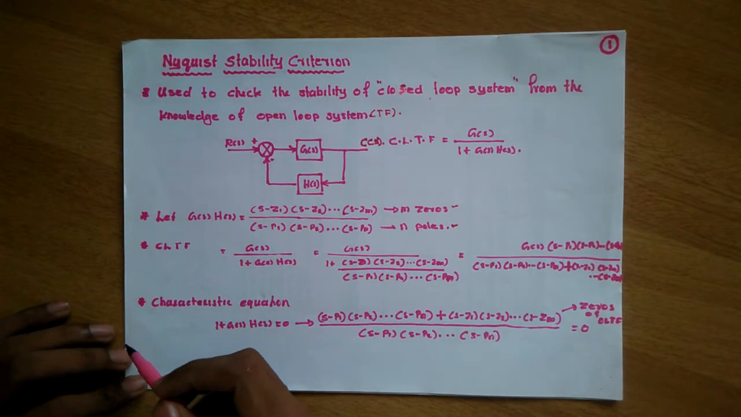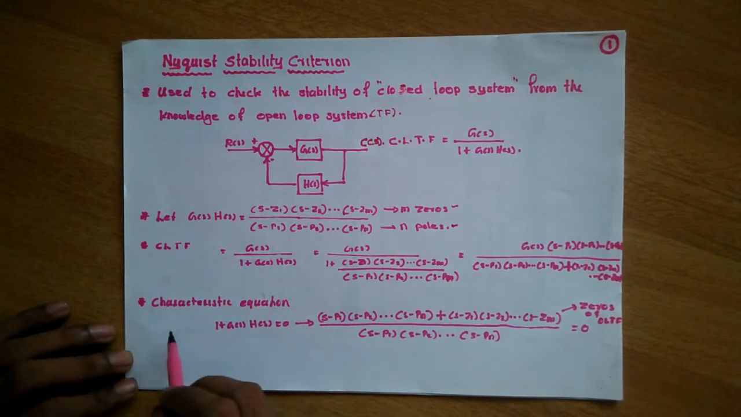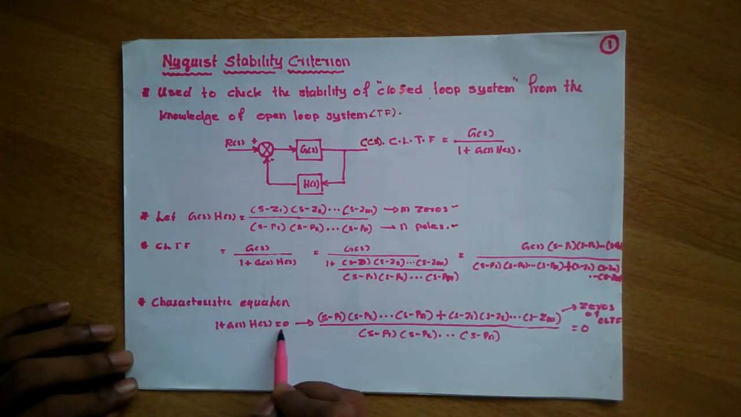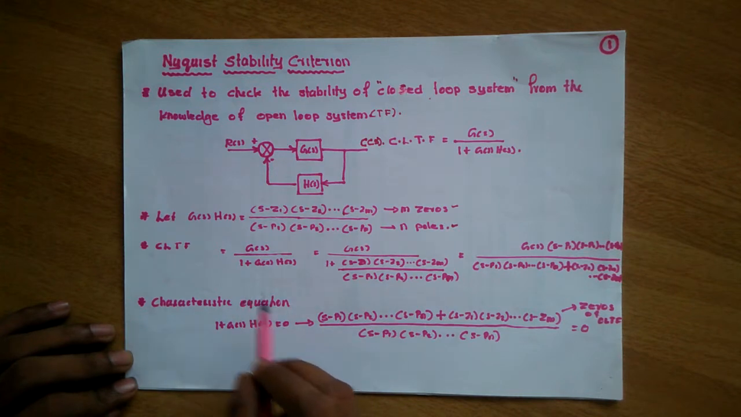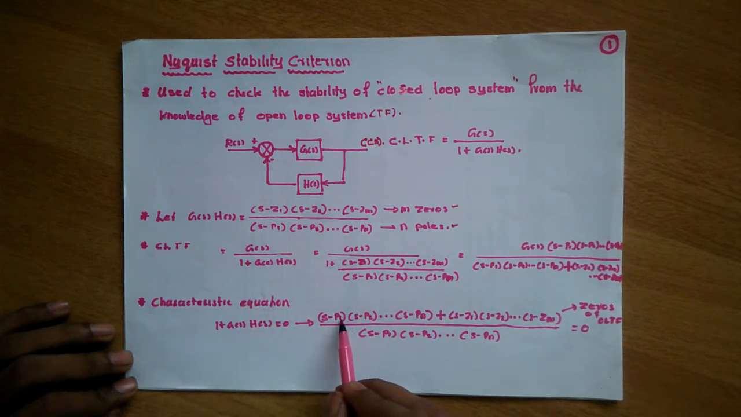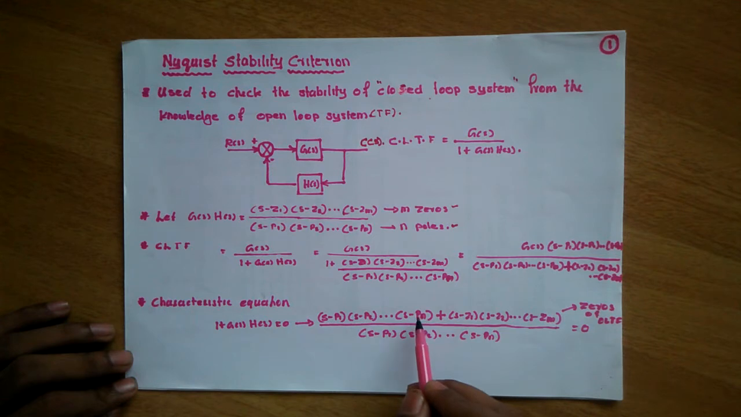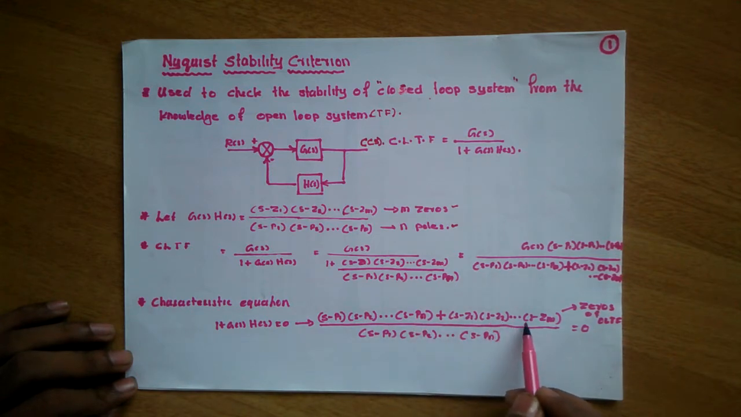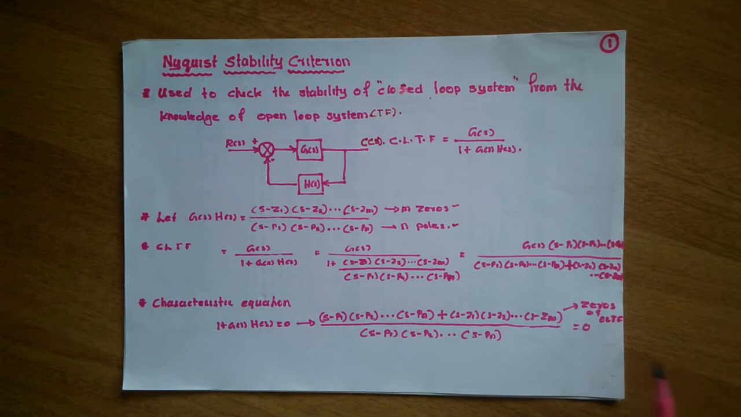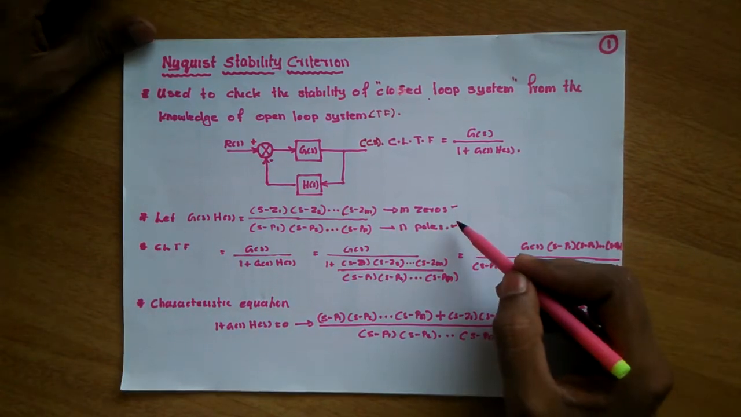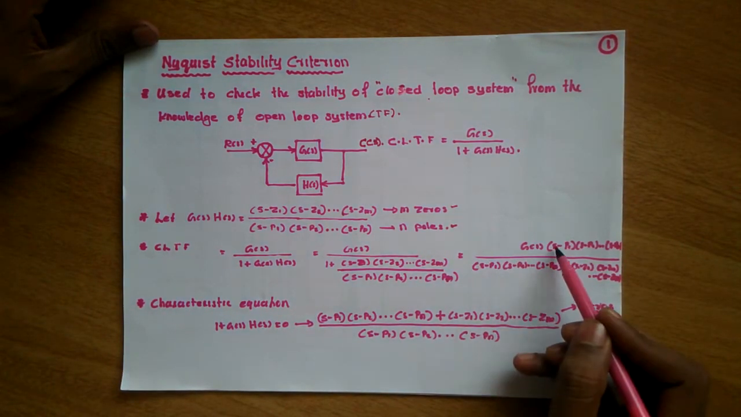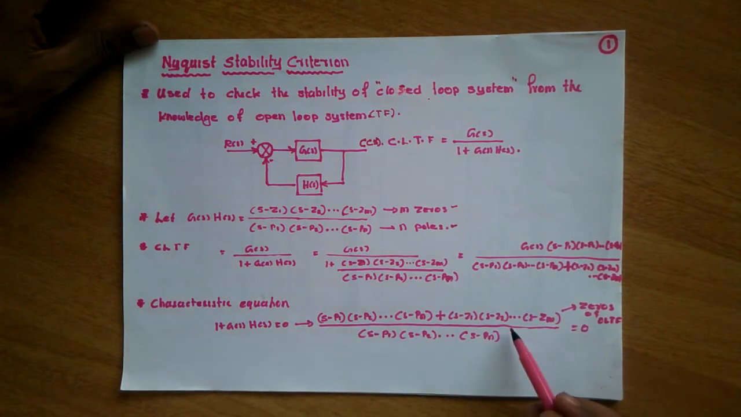Also, the characteristic equation of the system can be written as 1 plus G of s H of s equal to 0. That becomes (s minus p1) into (s minus p2) into (s minus pn) plus (s minus z1) into (s minus z2) up to (s minus zm), the whole divided by (s minus p1) into (s minus p2) up to (s minus pn). So here I have written the open loop transfer function, the closed loop transfer function, and the characteristic equation.